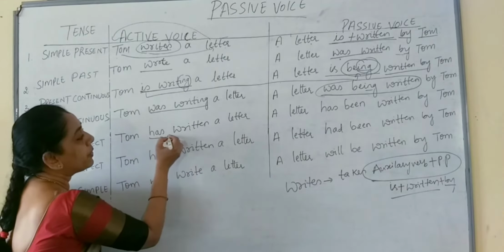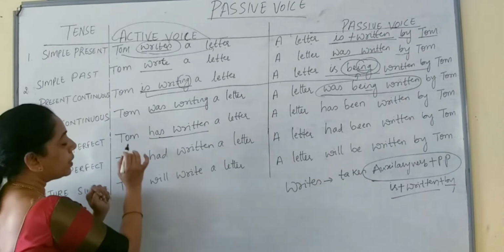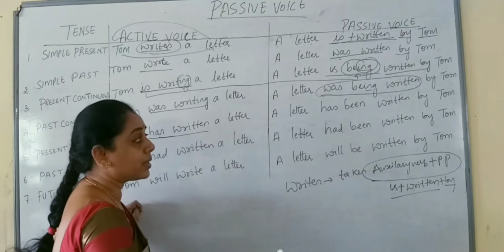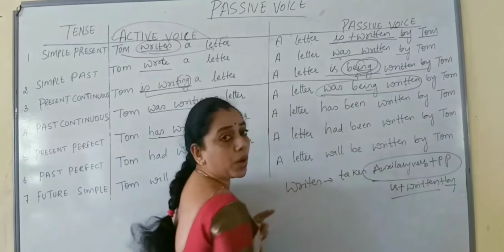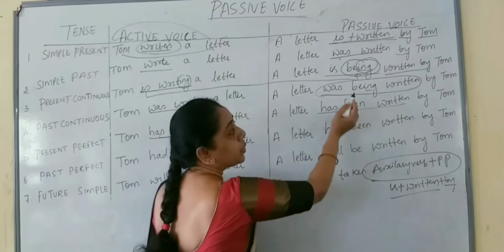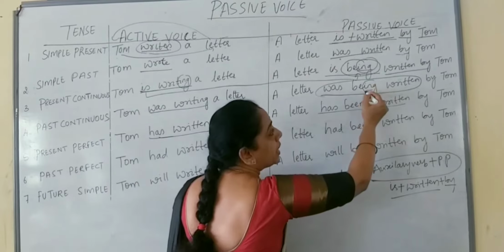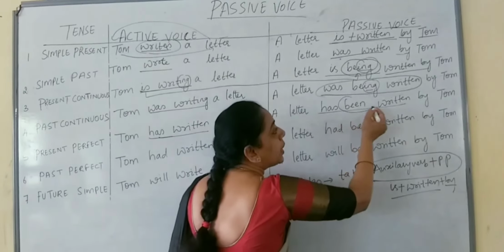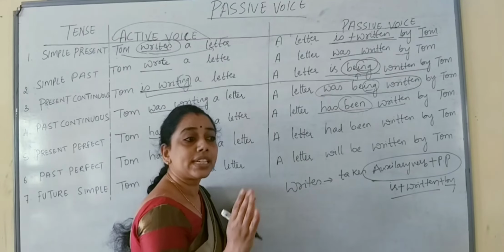See, in perfect tense, has plus past participle comes. Anyhow, Tom has written a letter is present perfect tense. How do you change this has written to passive voice? Has been written. See, don't get confused with being and been. If ing form has come, that is continuous tense. If been has come, that is perfect tense. Are you getting it? Okay.